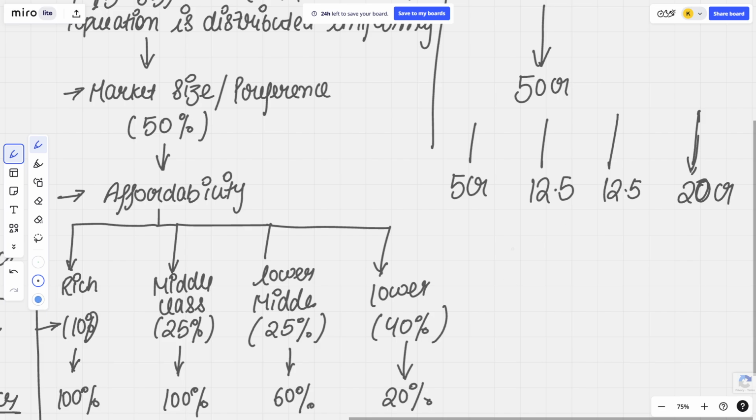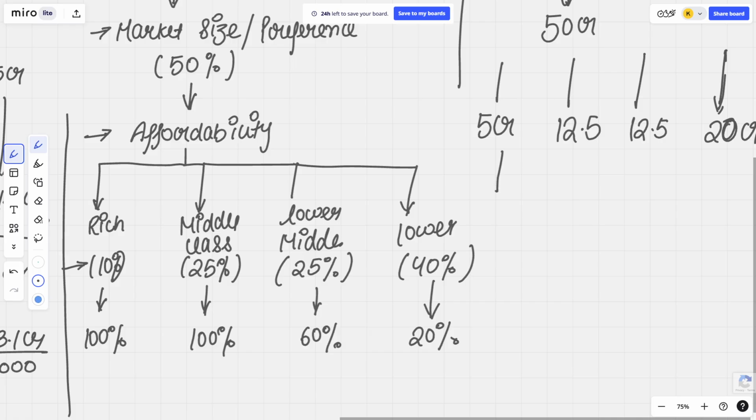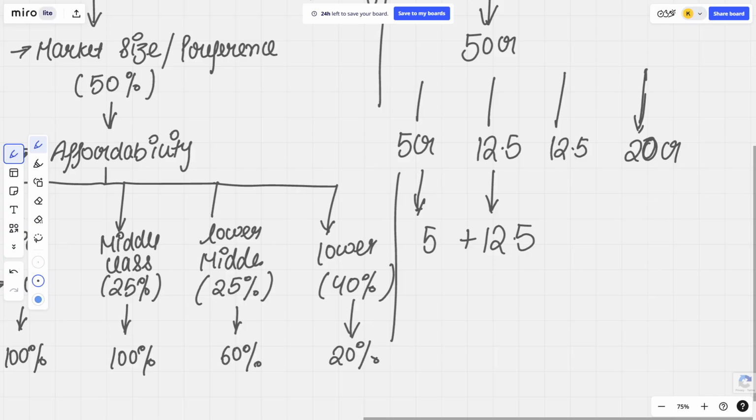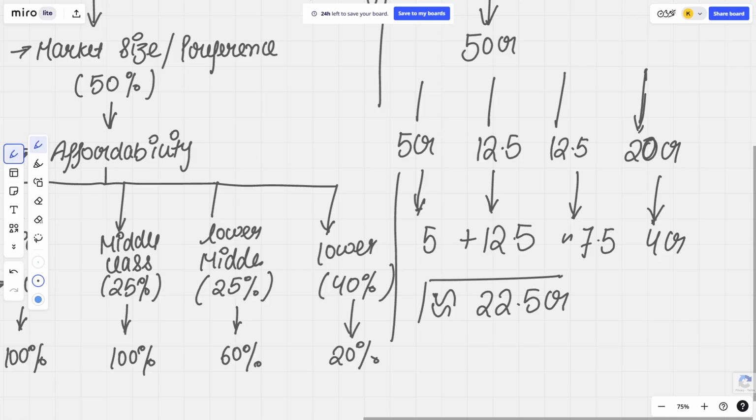And how many people can actually afford this? So yes, all the rich can afford, so that will give a number of 5 CR. This also 12.5 CR. 60% of 12.5 will give me approximately 7.5 CR, and 20% of 20 CR is 4 CR. So after adding these numbers, we will be getting an approximate of 22.5 CR. That is our answer.